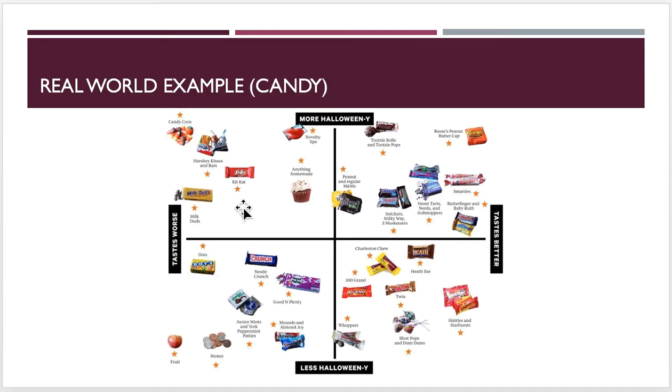As you can see here, more Halloweeny candy would be candy corn, the Nerds, the Tootsie Roll, and the Reese's. But less Halloweeny would be fruit candy, the Whoppers, and the Skittles and Starburst. The Skittles and Starburst taste better in a customer's opinion than Dots, which taste worse. So you can see through this perceptual map what customers are thinking.